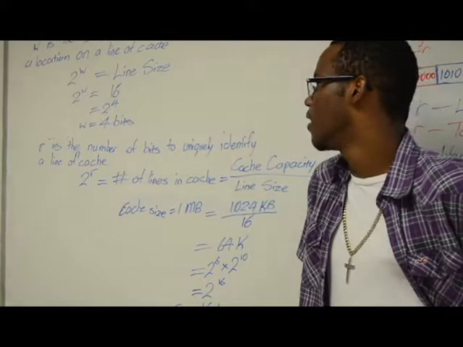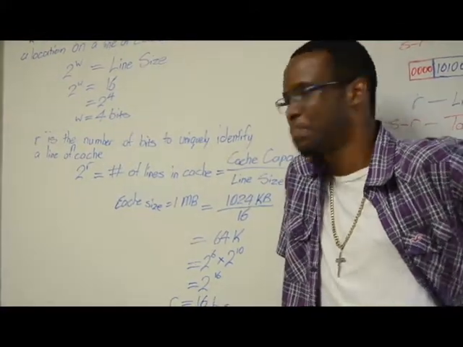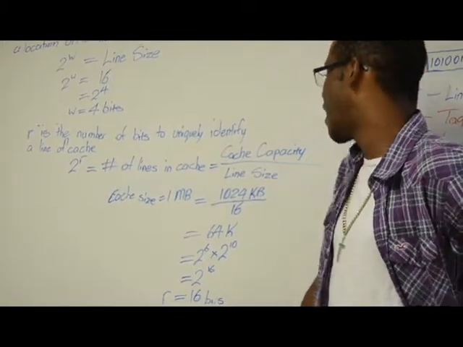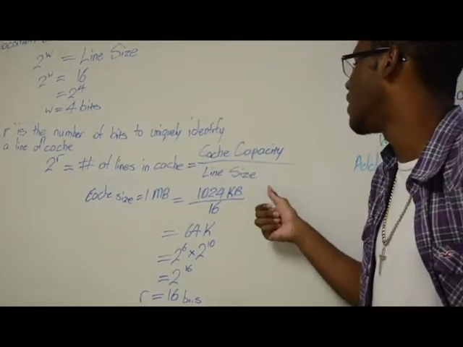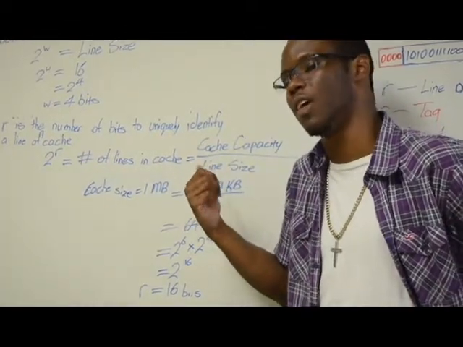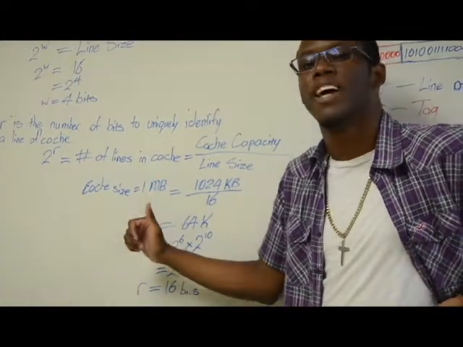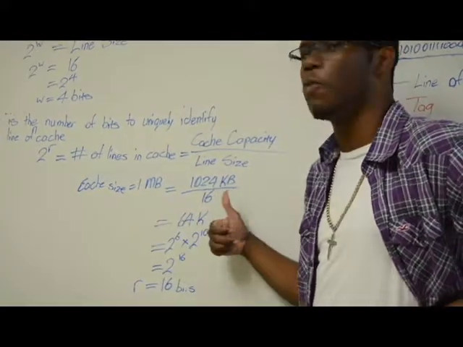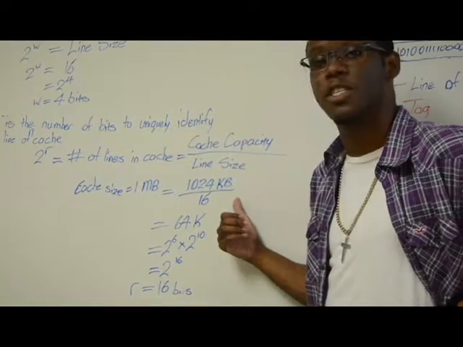Next, R is the number of bits to uniquely identify a line of cache. 2 to the R is the number of lines in cache, and to find that out, we take the cache capacity and divide it by the line size. The cache capacity will most likely be given to us in the question as well. For this one, the cache size is 1 megabyte, which is the same as 1024 kilobytes. It will be much easier for our calculations if we convert it.